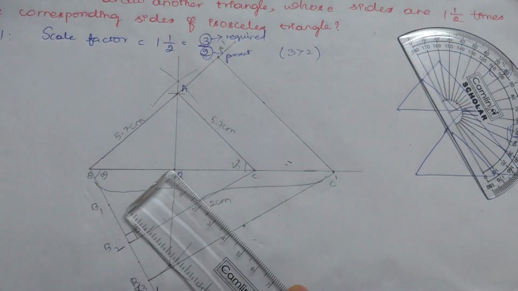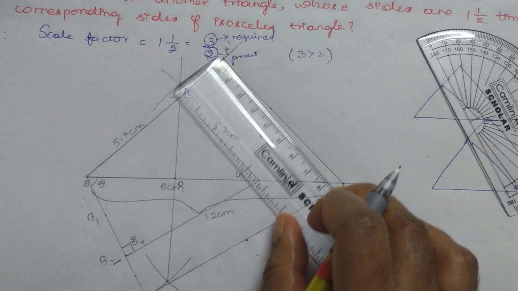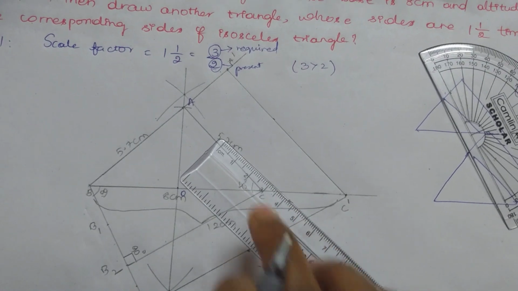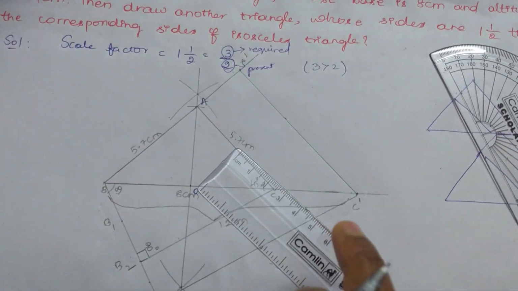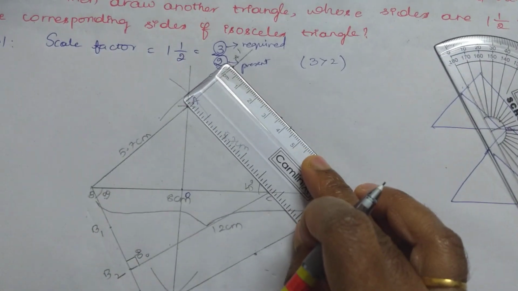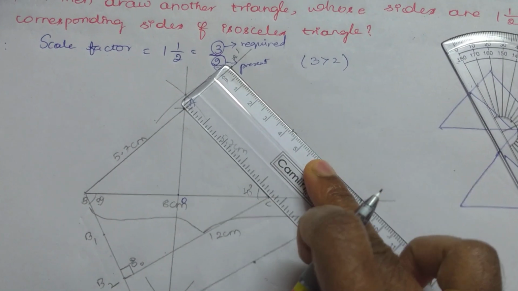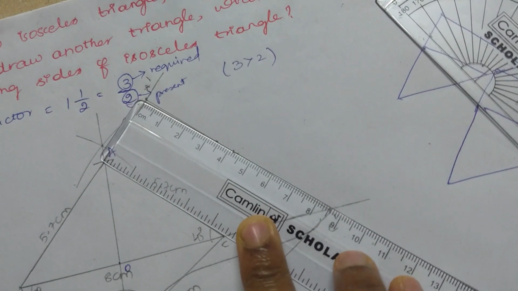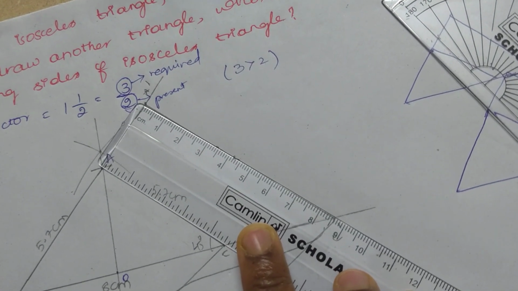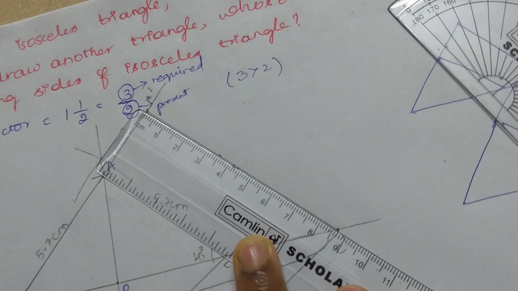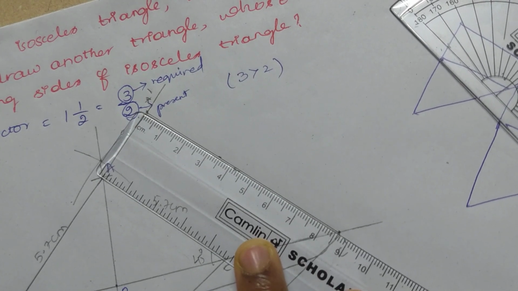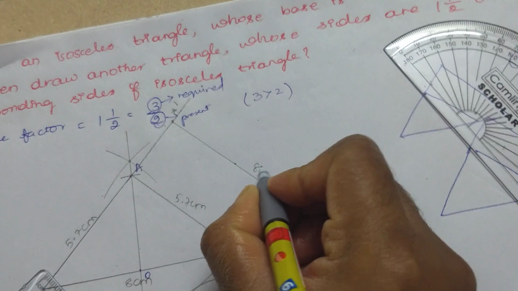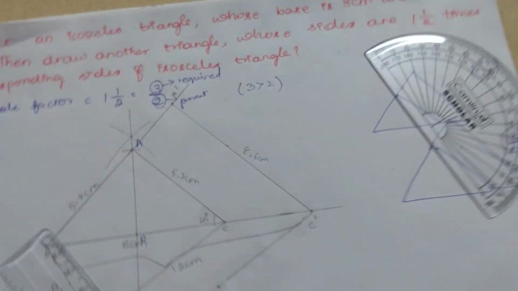Now let's measure the sides A dash B and A dash C dash. Let's measure the side values. Let's see. You see here, it's how much? Yeah, you can see it's exactly 8.6. Write this as 8.6 centimeters.